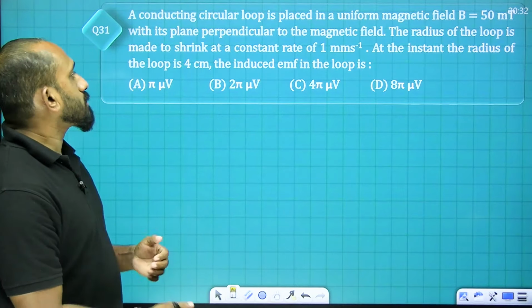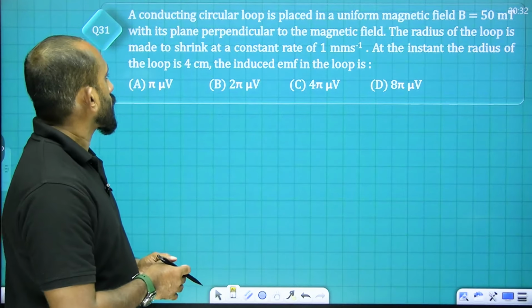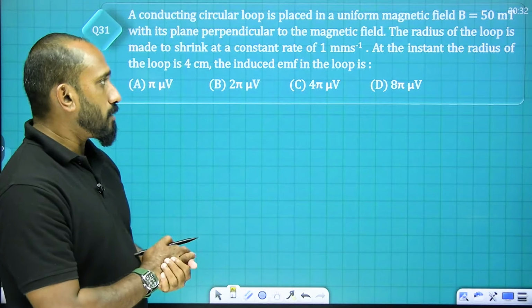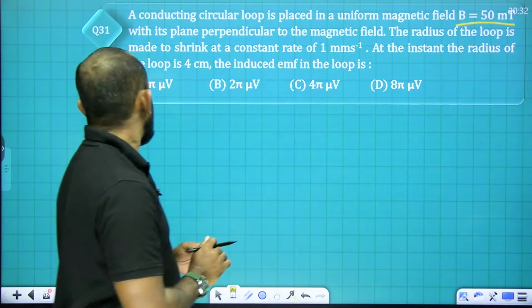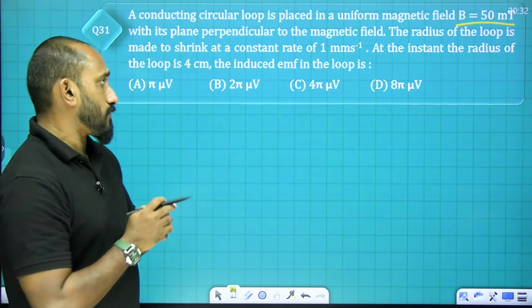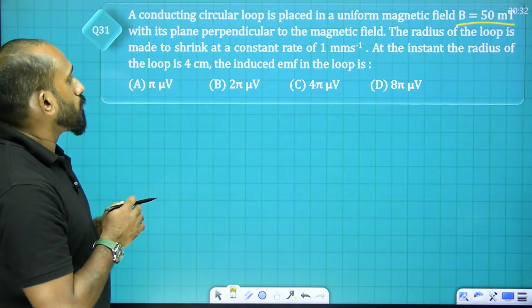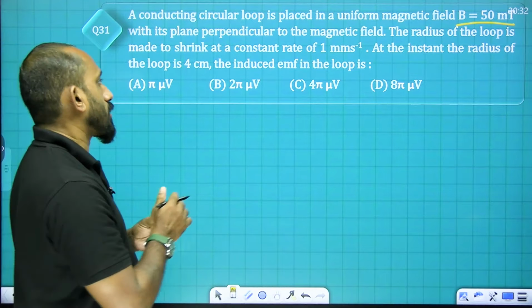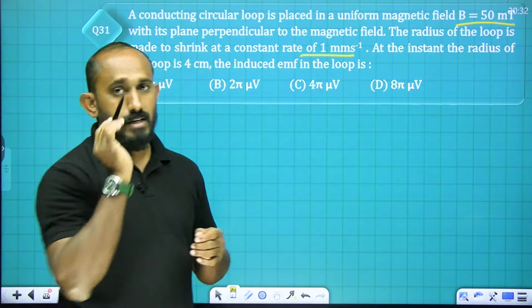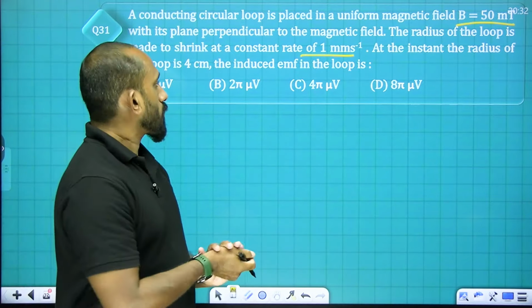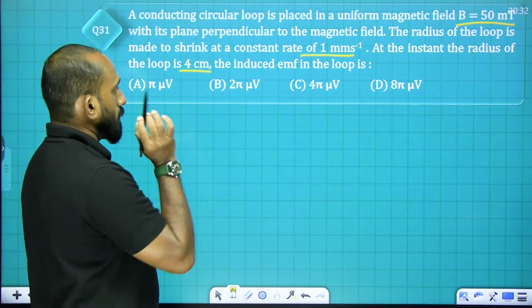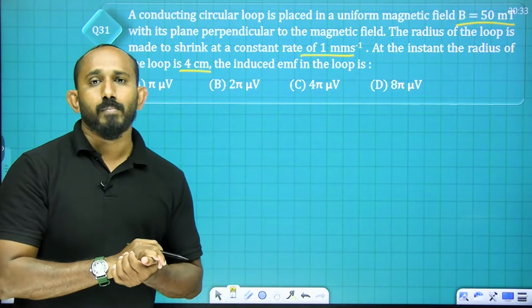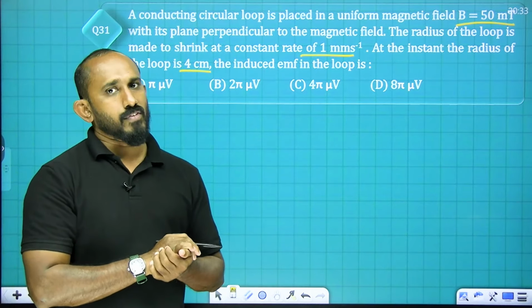Next question. A conducting circular loop is placed in a uniform magnetic field B equal to 50 millitesla with its plane perpendicular to the magnetic field. The radius of the loop is made to shrink at a constant rate of 1 millimeter per second. At the instant the radius of the loop is 4 centimeter, the induced EMF in the loop is? So you have to find the induced EMF in the loop.